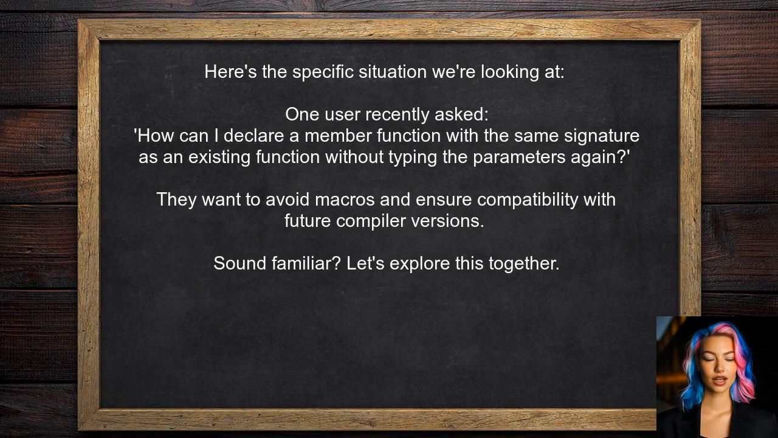One user recently asked, how can I declare a member function with the same signature as an existing function without typing the parameters again? They want to avoid macros and ensure compatibility with future compiler versions. Sound familiar? Let's explore this together.